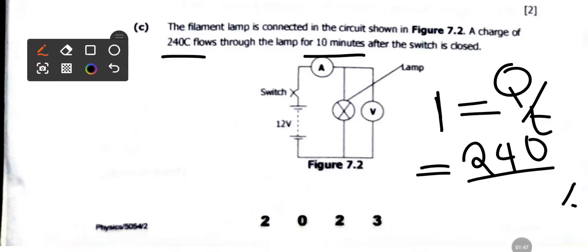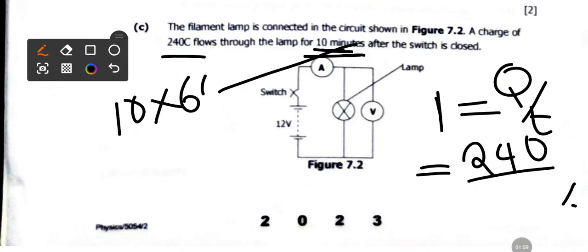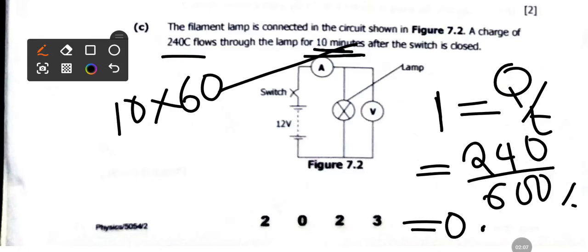So the charge is 240 and the time is 10 minutes. However, the time should not be in minutes, but rather it should be in seconds. So we should multiply it by 60. This will give me a value of 600. If I do my calculation here, I'm getting a current of 0.4 amperes.